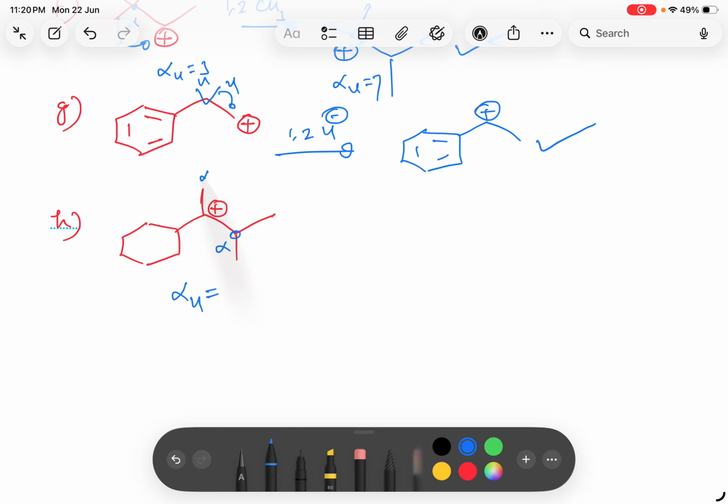And the last case, how many alpha H here? Alpha, alpha, alpha. So 3, 1, 4, 1, 5, 5 alpha H. So if we shift the carbocation, like a hydride shift, how many alpha H? 2 to 4, 5. You can see, if you shift the positive charge to this position, then we have 5 alpha H. There is another chance if we shift the positive charge to this position. So we have this carbocation.